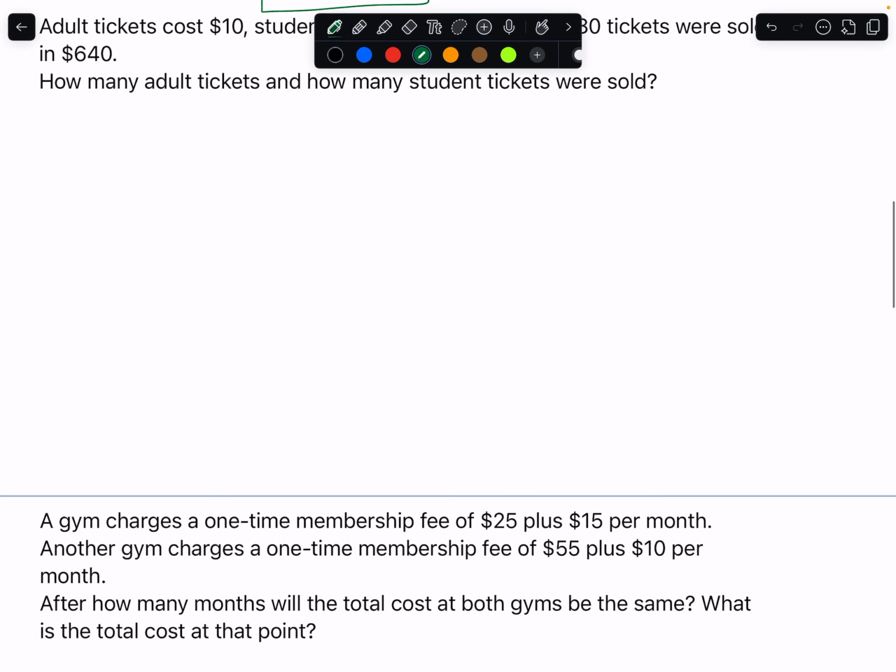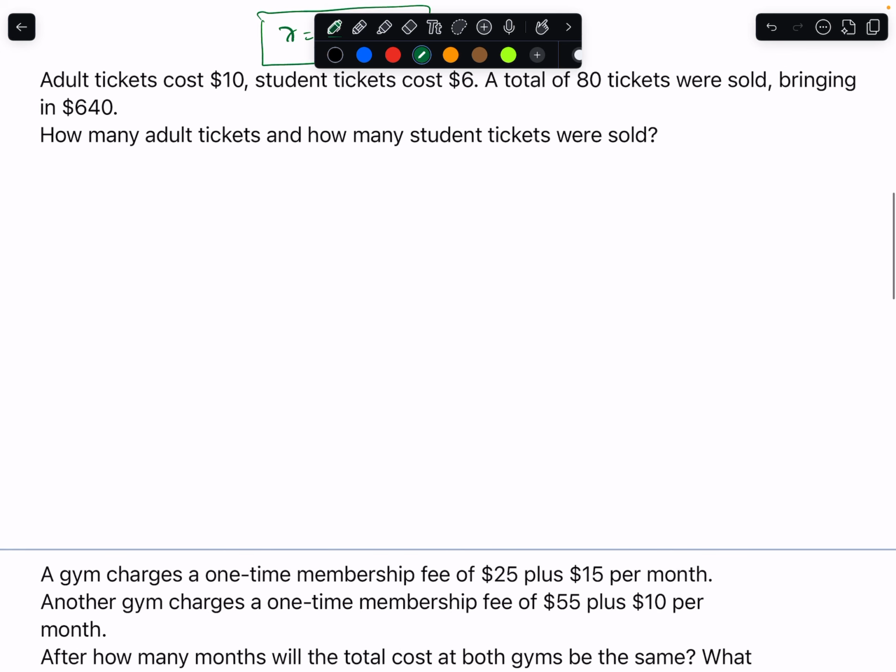Now our next two questions are much more difficult, but we'll still target them because they're going to be questions that are going to be asked on the Regents. The Regents will definitely give you these kind of questions. So let's target these. Adult tickets cost $10. Student tickets cost $6. A total of 80 tickets were sold, bringing in $640. How many adult tickets and how many student tickets were sold?